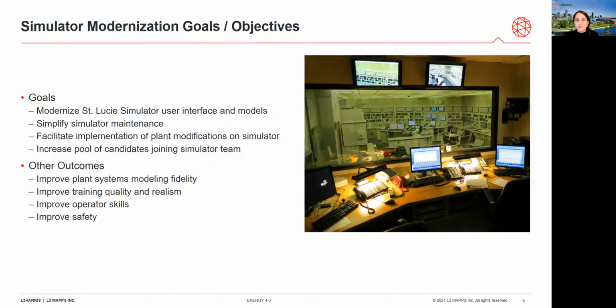The customer also saw some additional benefits to modernizing the simulator, such as the increased model fidelity. Since the models have improved over the years, this would then improve the quality of the training and therefore enhance the operator skills.